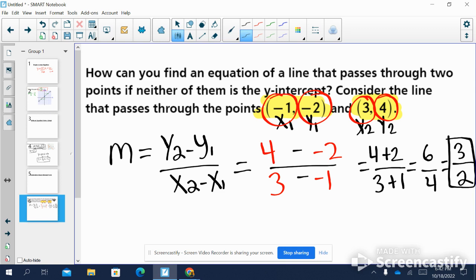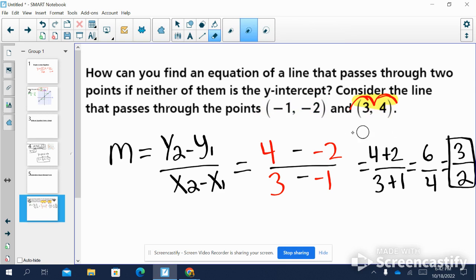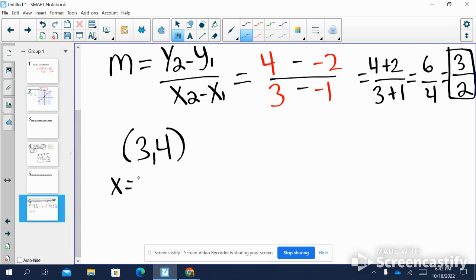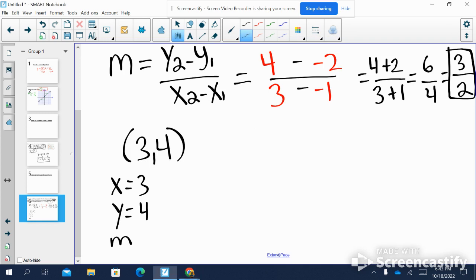Step 2, once you have the slope, you can use that in any 1 point from the original equation. I like positives, so I'm going to choose 3, 4 as my point. Okay, so we're going to use 3, 4 as our point. That means the x value in this case is going to be 3. The y value is going to be 4. And we just calculated our slope to equal 3 over 2.